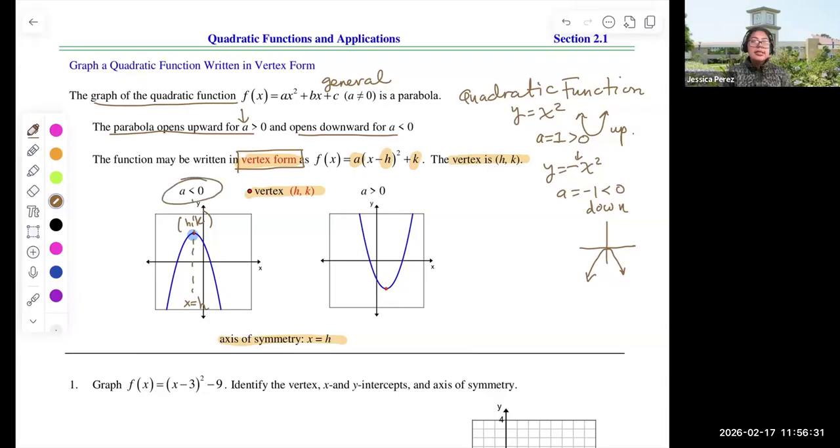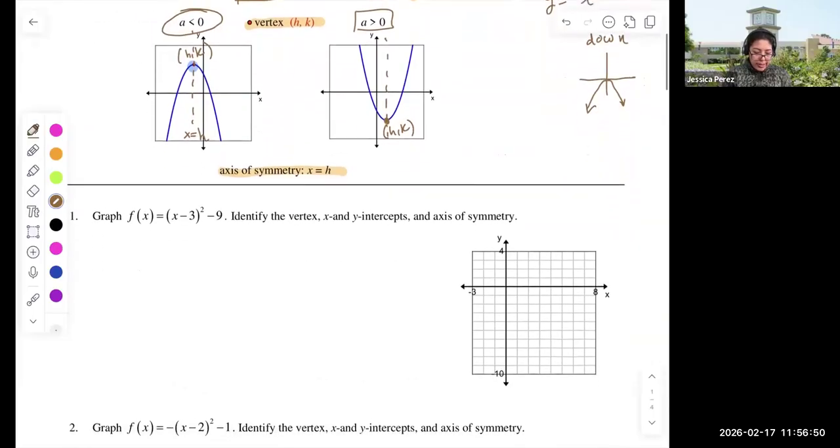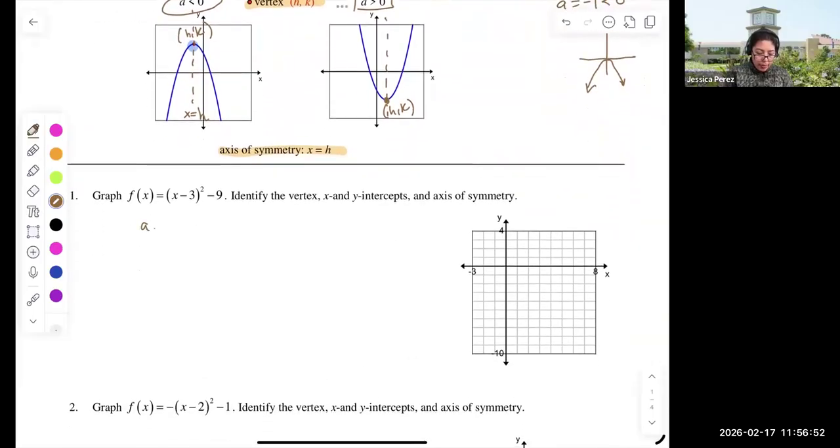Here, a is less than 0. It's negative, opening downward, and then we have a parabola here. This is our vertex, h comma k. Now it opens up, so here, a, the leading coefficient, is greater than 0. So we want to identify what is a, what is h, and what is k. Well, for the first question, we have f of x is equal to a, parentheses, x minus 3 squared.